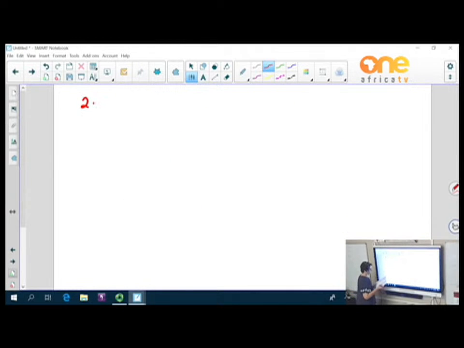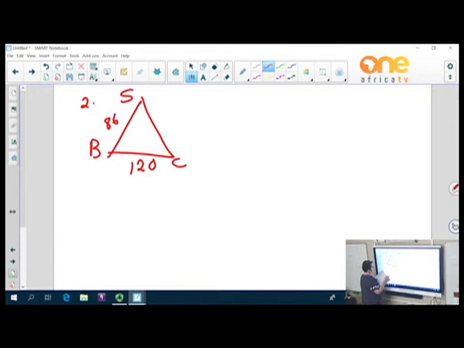Number 2. As we say, this is a nice mixed exercise. Now here we'll have to draw the picture. A village has 3 features: the school, the bridge, and the church. Doesn't matter how you draw this now. CB is 120 meters. SB is 86. And SBC is 78 degrees. So that is the two sides and the included angle here. And now the question is, how far is the school from the church?